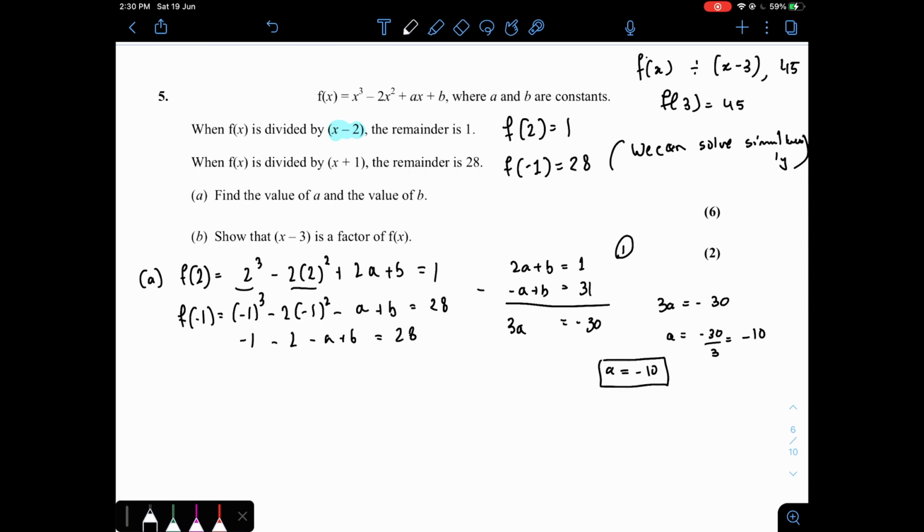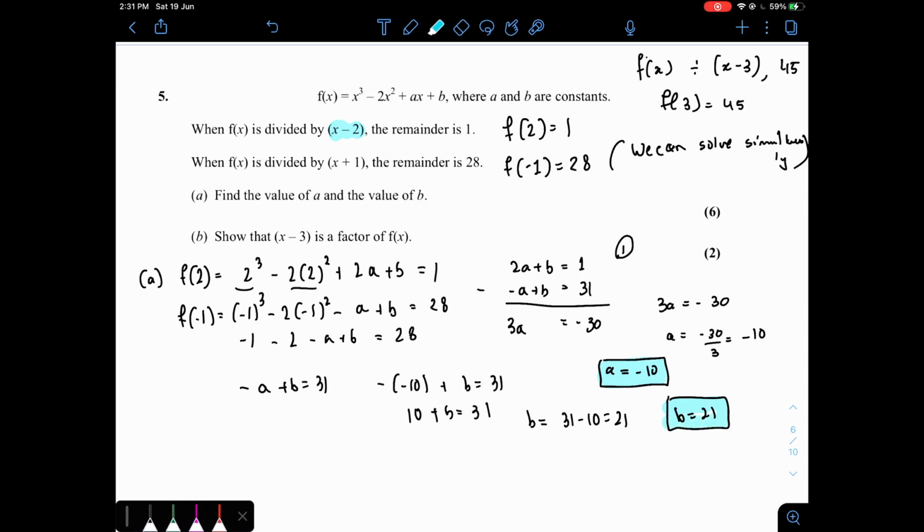Okay, and then we can just say that this is our a, so a equals minus 10. And now we can easily find what b is. So minus a plus b equals 31, so that would be minus minus 10 plus b equals 31, so that will be 10 plus b equals 31, so b equals 31 take away 10, 21. So we can write b equals 21, and we can also box that up and highlight it.